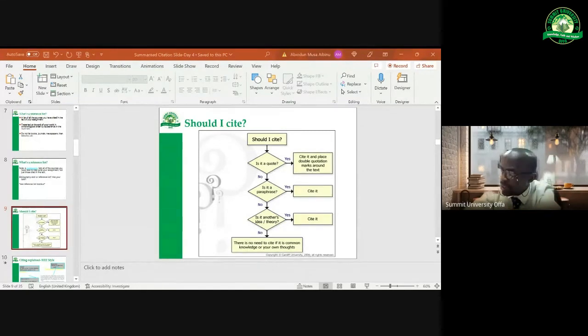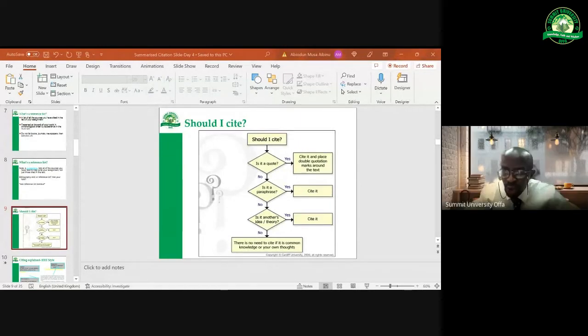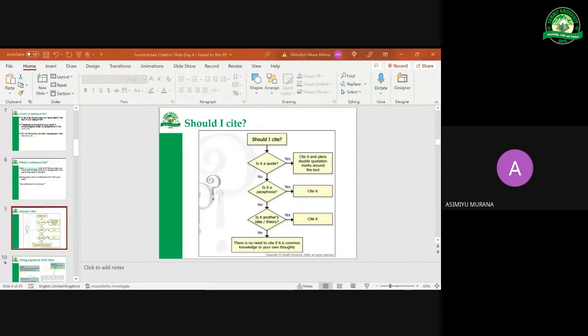Actually, I'm not getting the question. So you have a quotation? Yes, quotation marks. If you quote an author directly and you want to cite it within your writing, inside the sentence, we need a quotation mark. Exactly. But if you separate that quotation and you indent it separately, will it still carry a quotation mark?